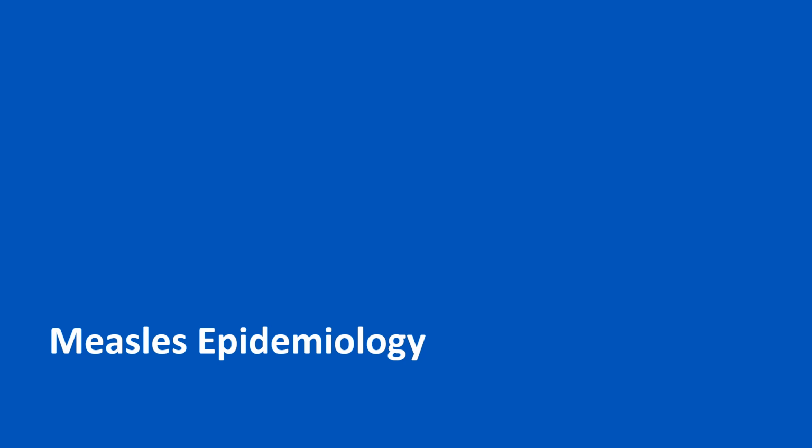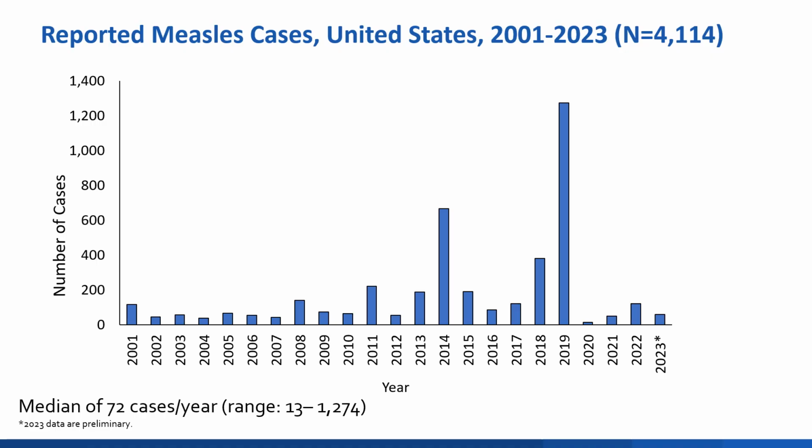So let's talk first a little bit about the epidemiology of measles in the United States. Measles was declared eliminated in the US in the year 2000. Elimination means that there has not been any sustained transmission of measles within the US lasting 12 months or more. From 2001 to 2023, a median of 72 cases per year have been reported, ranging from a low of 13 cases in 2020 to a high of 1,274 cases in 2019.